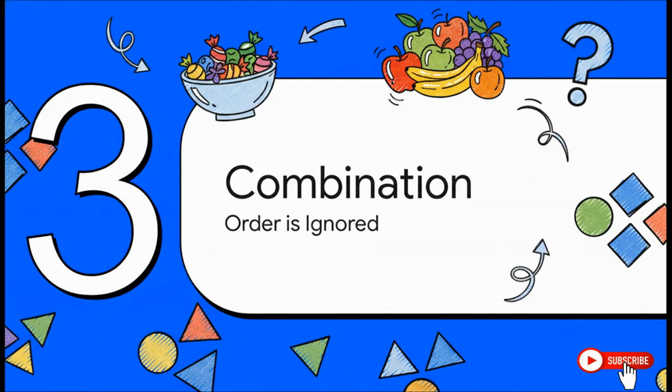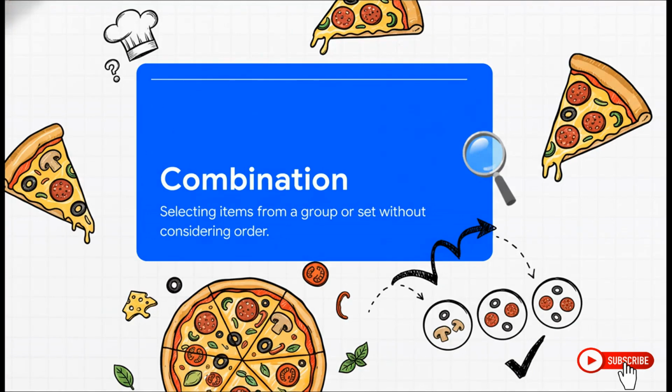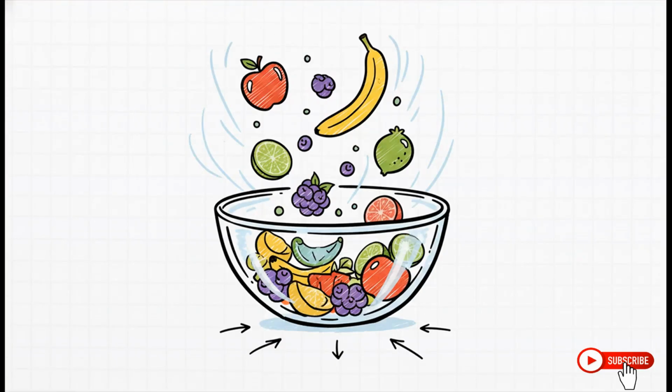Now let's talk about its counterpart, combination. With this one, the rules of the game are completely flipped. Order is totally, 100% ignored. The formal definition tells us that a combination is all about selecting items from a group where the order you pick them in is completely irrelevant. This is our pizza topping scenario all the way. And here's the other mantra you need to know: for combinations, order doesn't matter. It's all about the group you end up with, not the journey you took to get there.